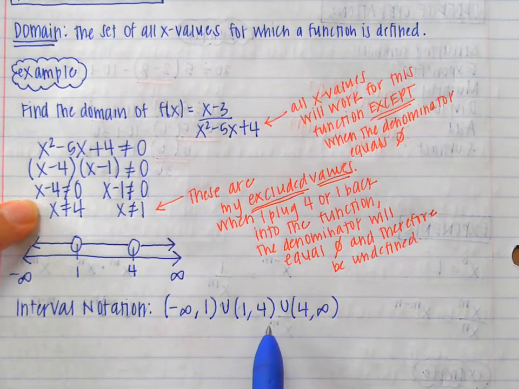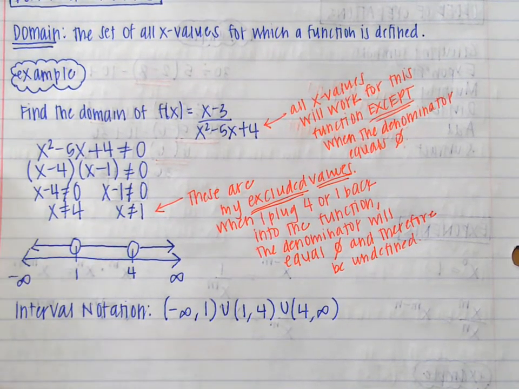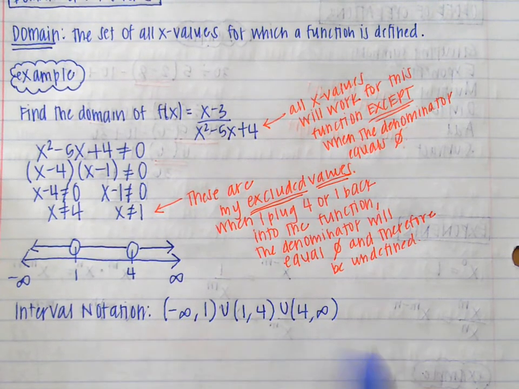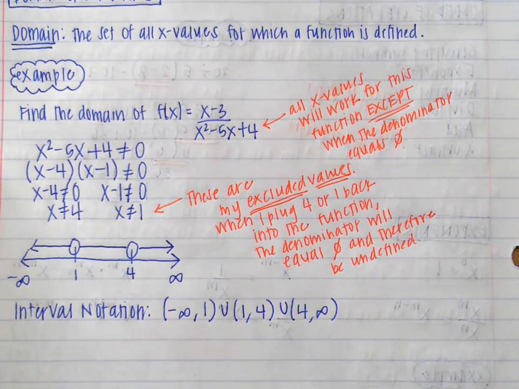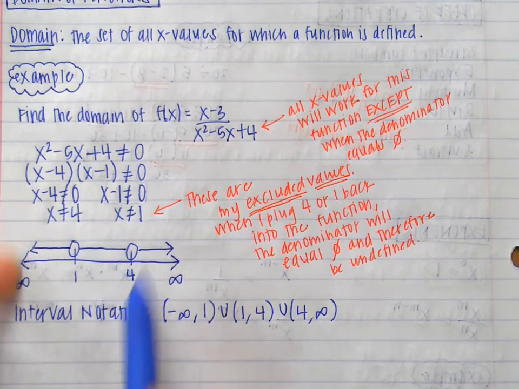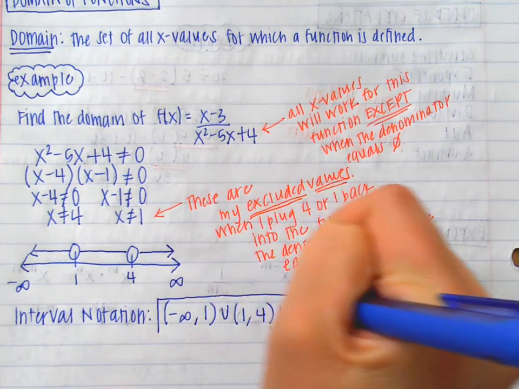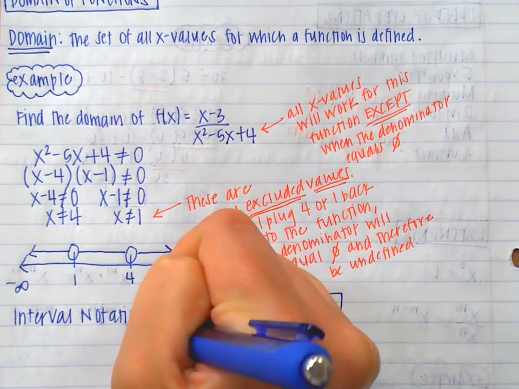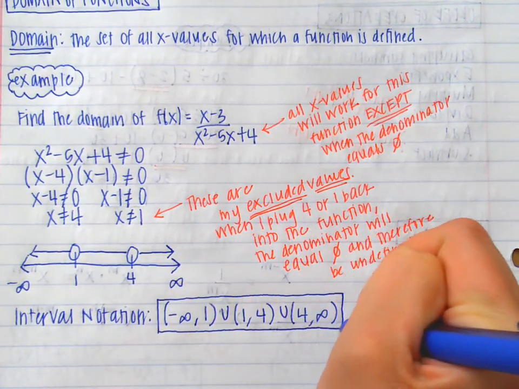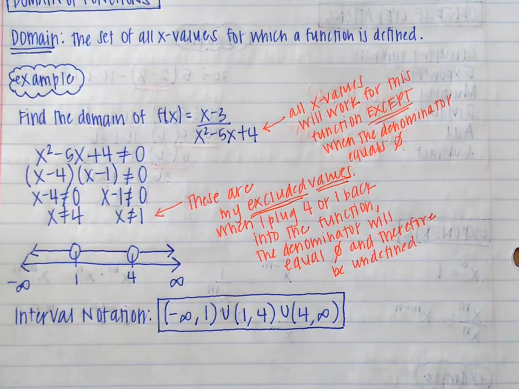I know this looks a lot easier to write than this, but this is something that we're going to be doing a lot in the coming future. So getting in the habit of writing it in interval notation is going to be important. Again, I like to use the number line. I think the number line helps me to get it into interval notation. If you don't need the number line, that's totally fine. You don't need to draw it, but there you have it. That would be your final answer to finding the domain of this function.